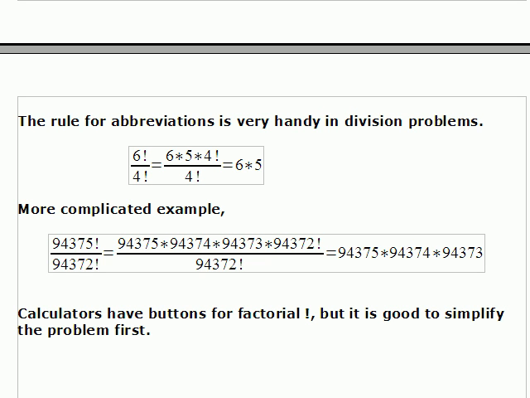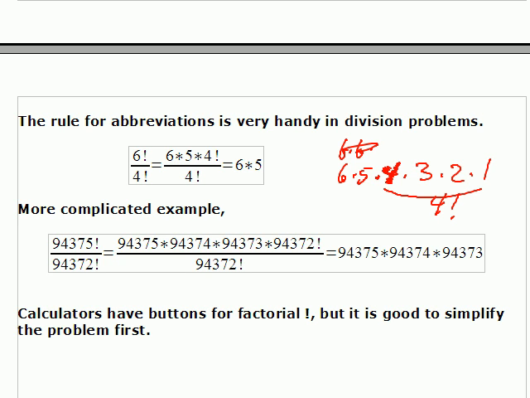Now let's look at the benefit of that abbreviation. Let me get the pen here. I can break down a factorial, and where I stop, it's going to be a factorial from there on, like 6 times 5 times 4 times 3 times 2 times 1. This is 4 factorial. Why would I stop there?